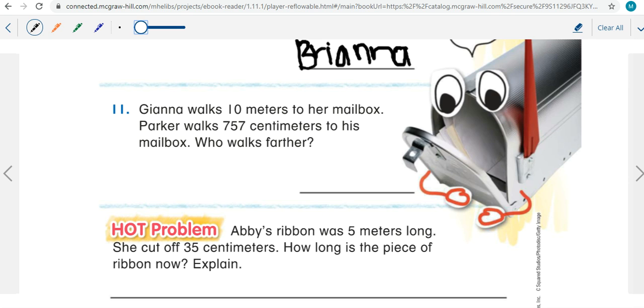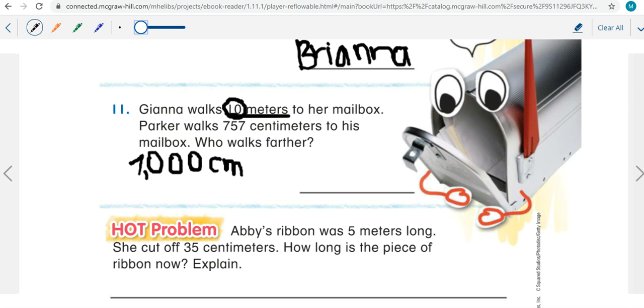Number 11. Gianna walks 10 meters to her mailbox. Parker walks 757 centimeters to his mailbox. Who walks farther? Now, listen. If you have 1 meter, you have 100 centimeters. If you have 10 meters, you will have 1,000 centimeters. Okay? Why? You need to add 10 times 10 to find out how many centimeters is 10 meters.